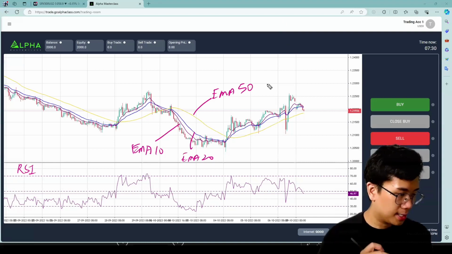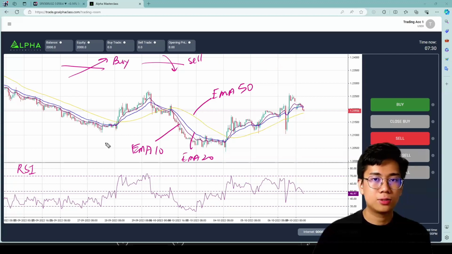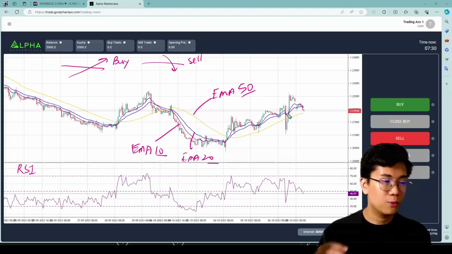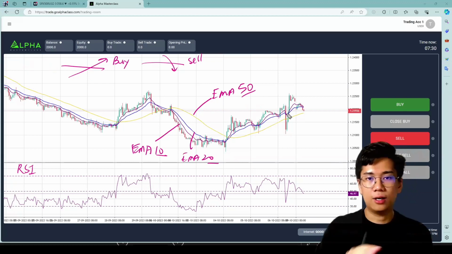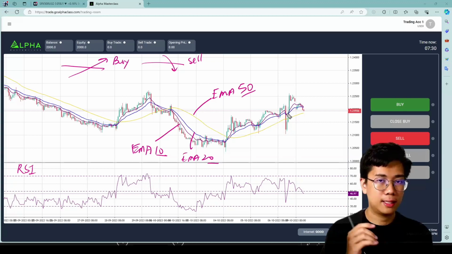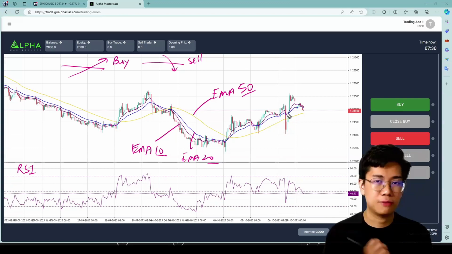Now, let me repeat again how to buy and how to sell. When the line crosses up, you buy. When the line crosses down, you sell. So my question is about 10, 20, 50. In this chart, which line gives you the clearest sign of the price movement? 10, 20, or 50? Type in the chat box 10, 20, or 50.